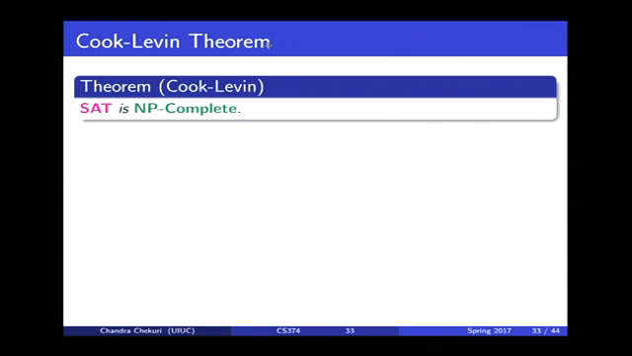Now, what does it do for us? It shows that there is one problem which is NP-complete. But once you have the seed problem, it's great. Why is that great?